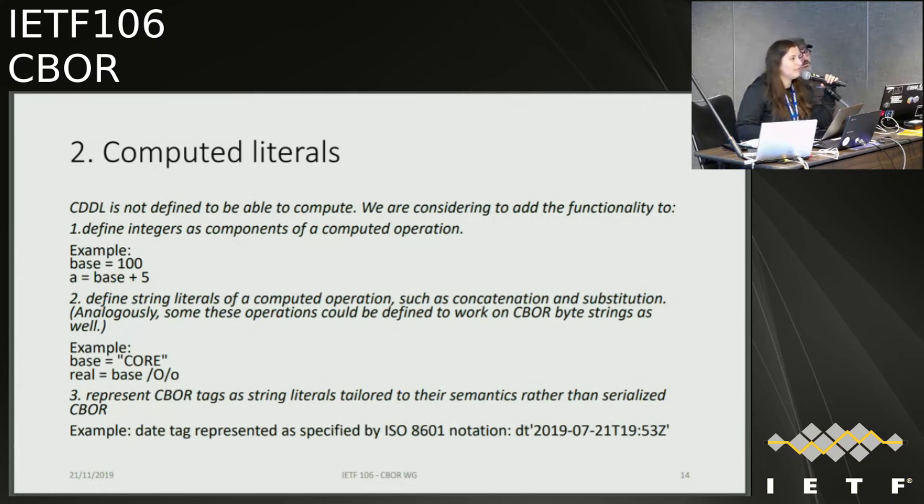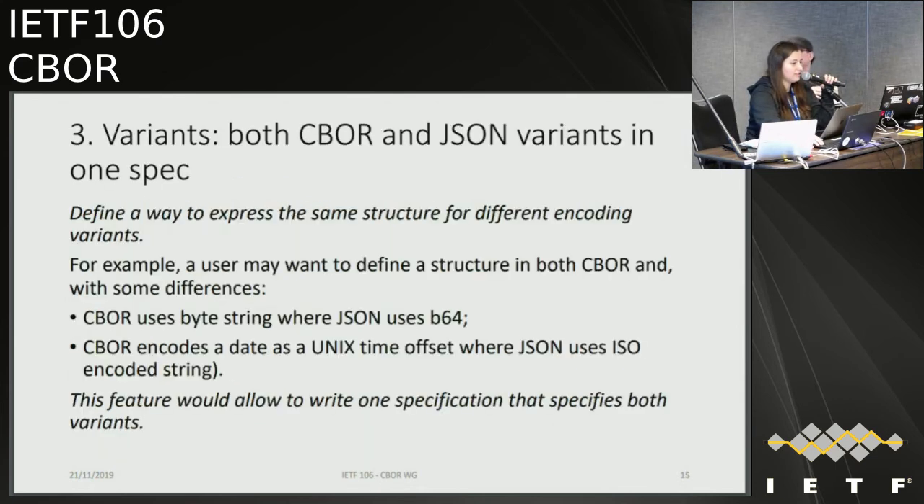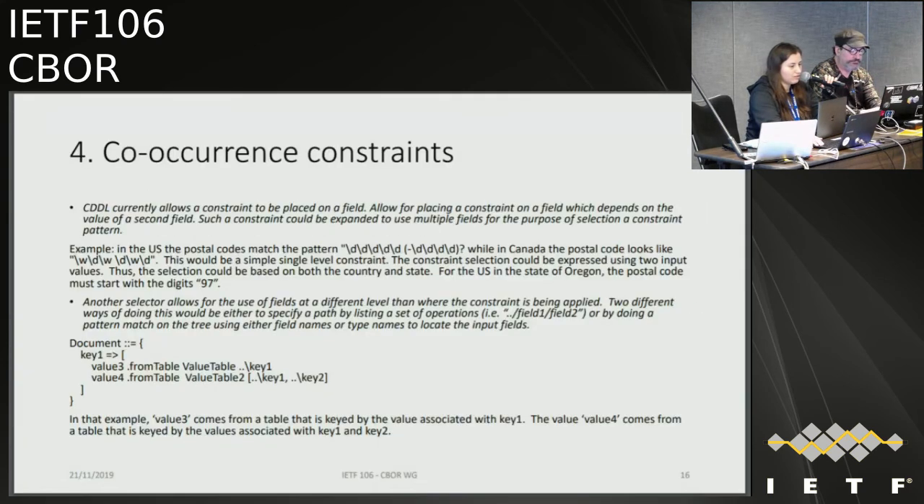We have 2 minutes left, so we'll continue in the mailing list anyway for all these features, and we'll get more data with the survey as well. Variants, both CBOR and JSON variants in 1 spec. That's pretty self-explanatory, I think. And co-occurrence constraints. There's a lot of text. We don't have time, so I will stop here. Feel free to go in and read the slides.